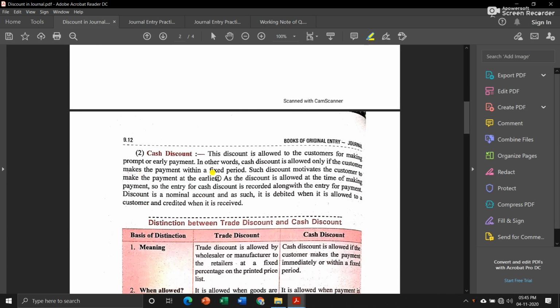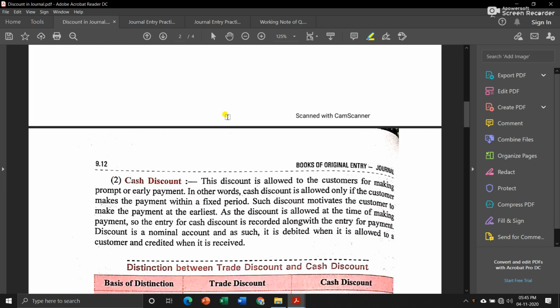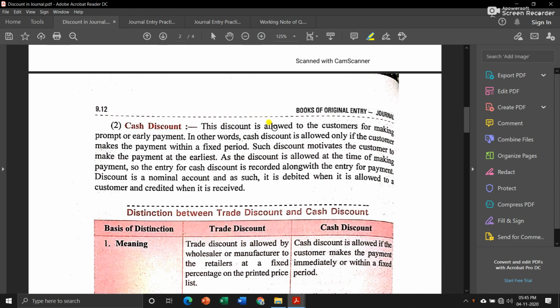Now let us see another type of discount, that is cash discount. This discount is allowed to the customers for making prompt or early payment. Remember, trade discount was given for purchasing in large quantity, while cash discount is given for early or immediate payment. In other words, cash discount is allowed only if the customer makes the payment within a fixed period. Such discount motivates the customer to make the payment at the earliest.